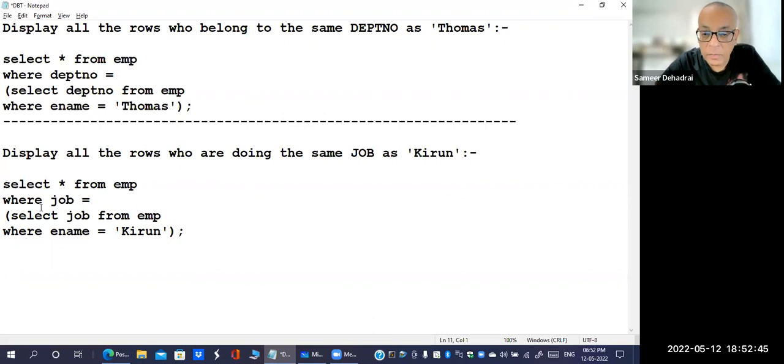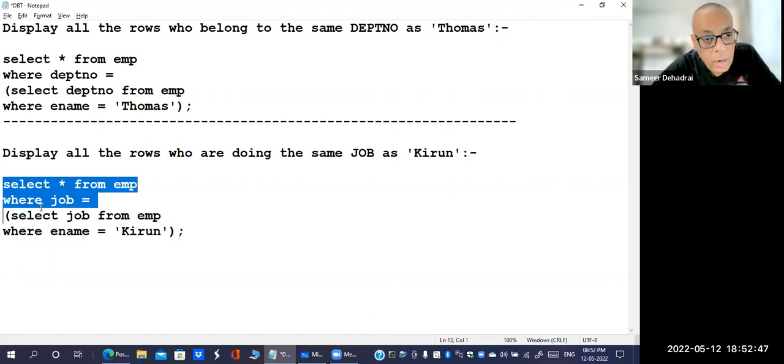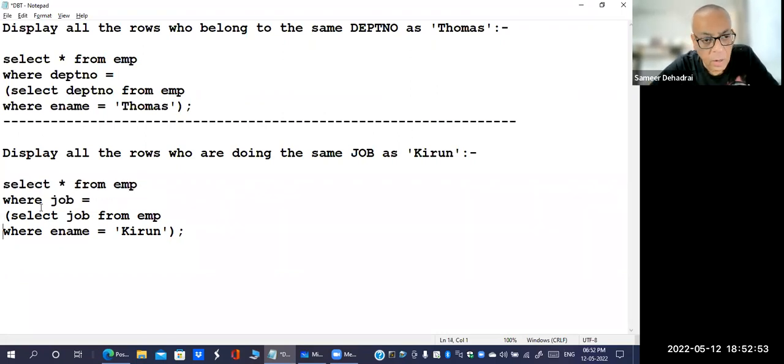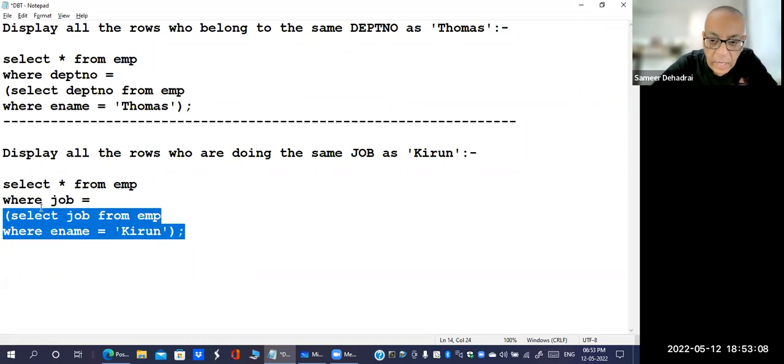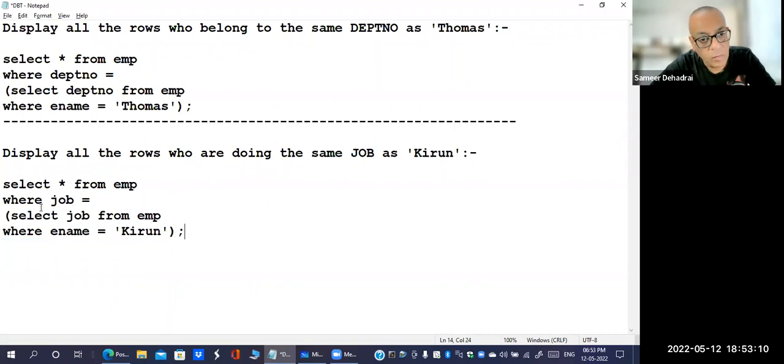I'll explain it. I have two select statements. First select statement is main query. Second select statement is subquery. Semicolon after the subquery. Execution is top to bottom, left to right. But we have specified the subquery in brackets, that will execute first. So first my subquery is executed.